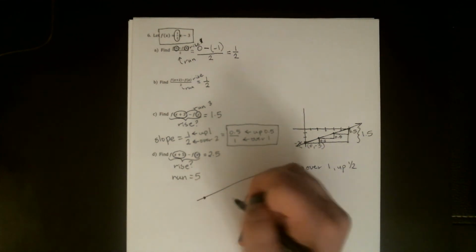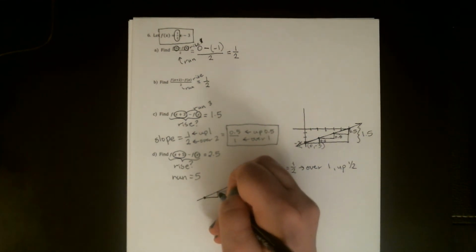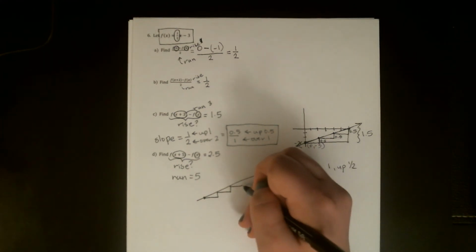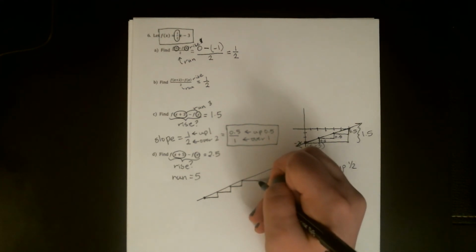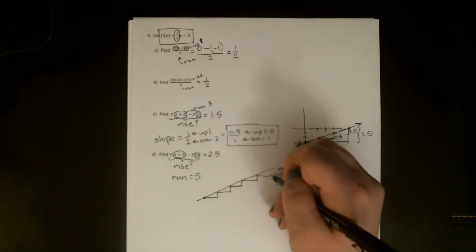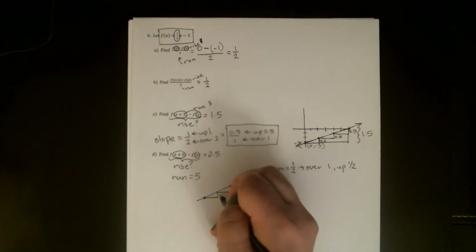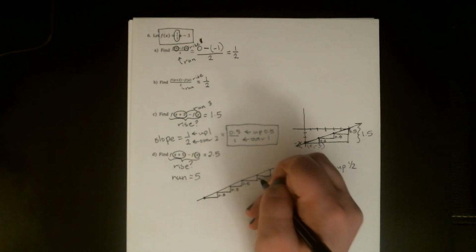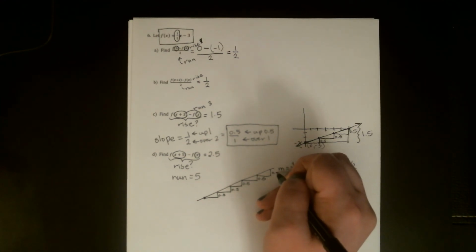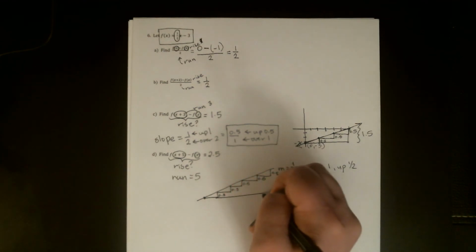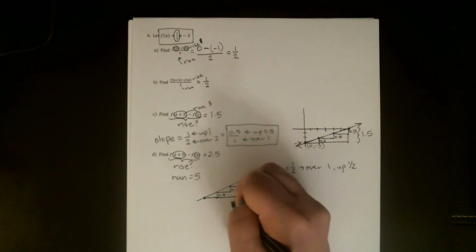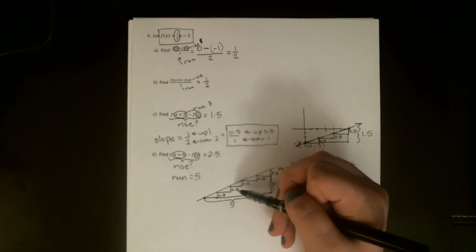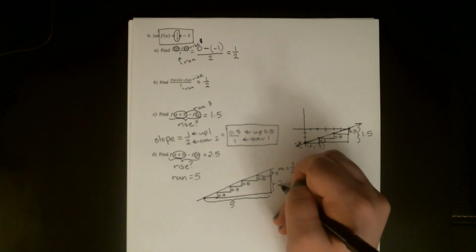So from any old starting point, I go over 1, up a half, over 2, up 2 halves or 1, over 3, up 1.5, over 4, up 2, over 5, up 2.5. Again, each of these rises is a 0.5, and each of the runs was a 1, and we're looking for a grand total here. So if we scale our slope triangle up and say when we've gone over a total of 5, how much have we gone up? It's 0.5, 1, 1.5, 2, 2.5.